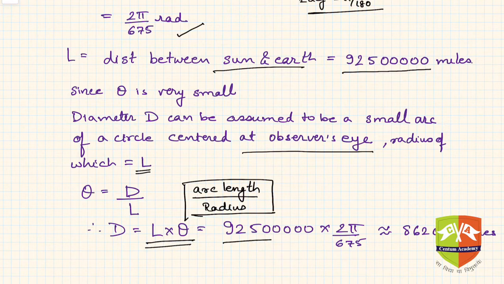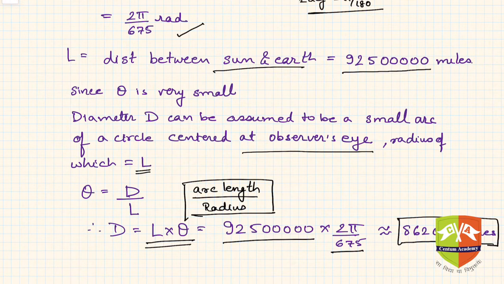So the value of L was given, the value of theta was given in the relevant unit. So if you see, this is in miles and this is in radians. So hence we find out that the diameter is approximately these many miles. This is how you can approximately find out the diameter of the Sun.